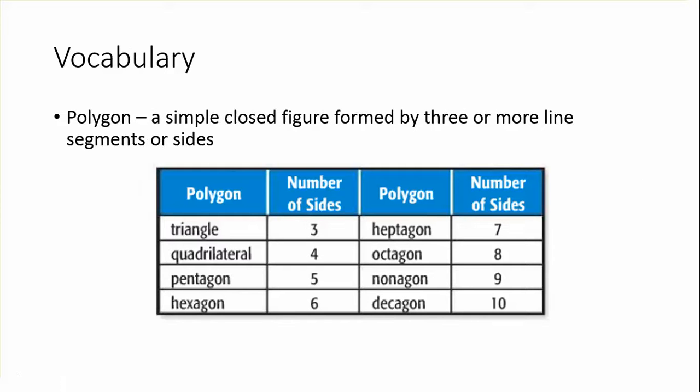A polygon is a simple closed figure that's formed by 3 or more line segments or sides. And I would like you to put this chart in your notes. We have the title of the polygon followed by the number of sides. Several of these you probably know, and some it maybe is just a refresher. A triangle has 3 sides. Quadrilateral has 4 sides. Pentagon 5, hexagon 6, heptagon has 7 sides, octagon 8, nonagon has 9, and a decagon has 10.